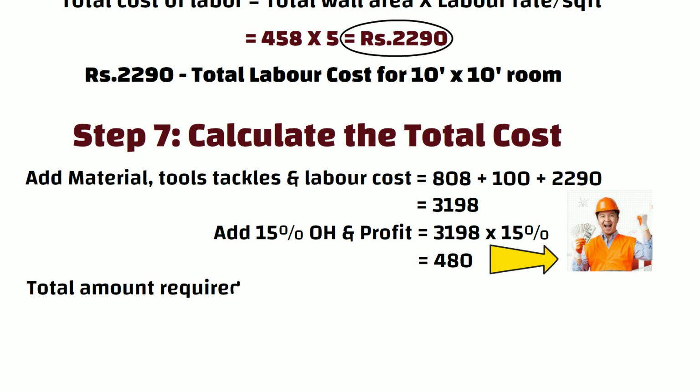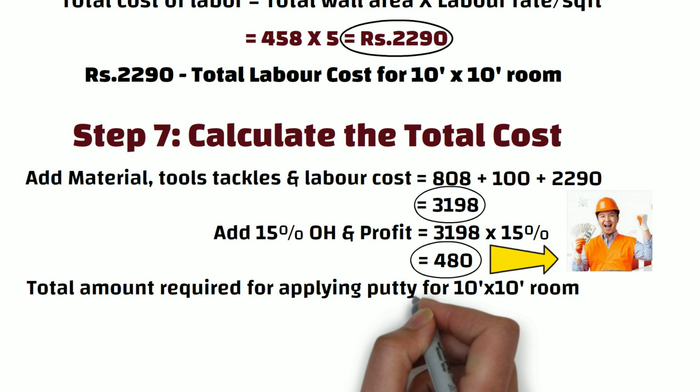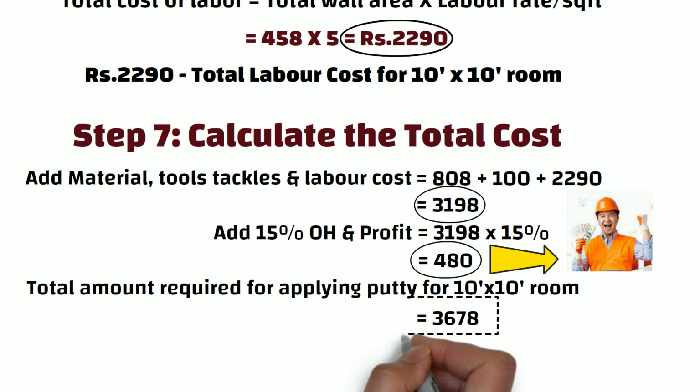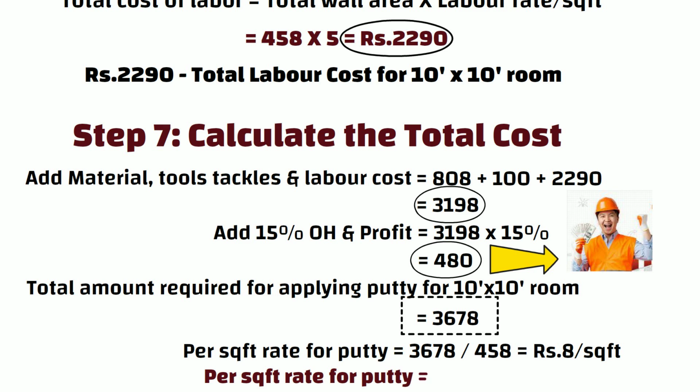So total amount required for applying putty for a 10 feet by 10 feet room shall be 3198 plus 480 is equal to 3678 rupees. So we can say 3678 rupees shall be required for applying putty with material, labor, everything for a 10 feet by 10 feet room here. Now let us calculate per square feet rate. So the per square feet rate for putty shall be 3678 divided by 458 is equal to 8 rupees per square feet. So the per square feet rate for applying putty with material, labor and everything is 8 rupees.